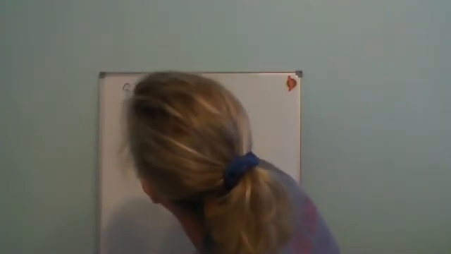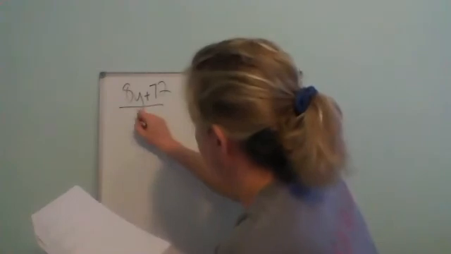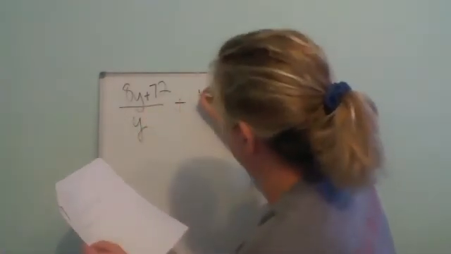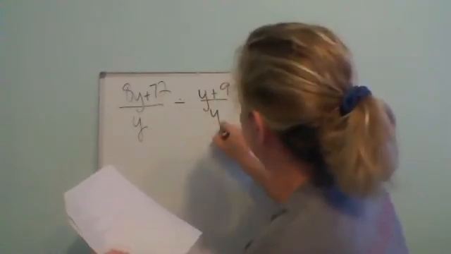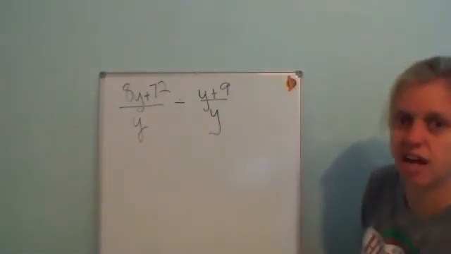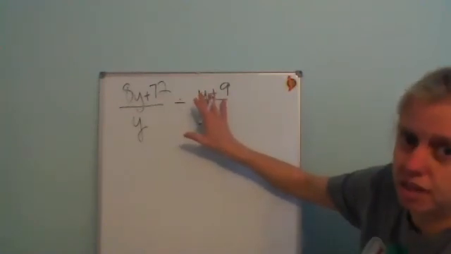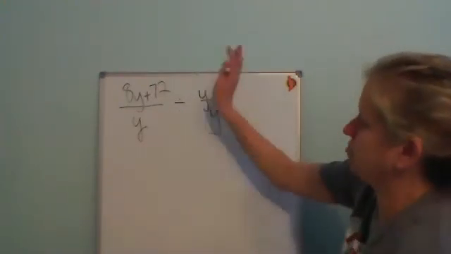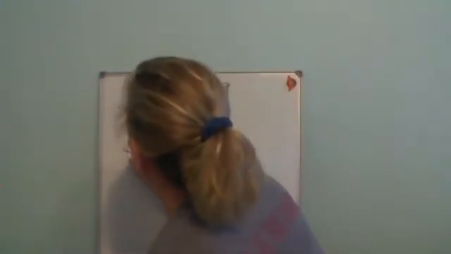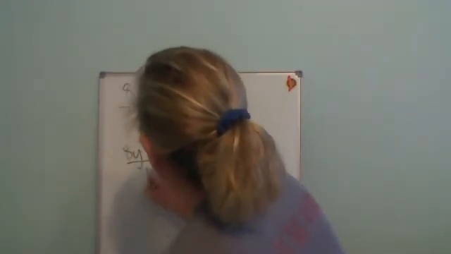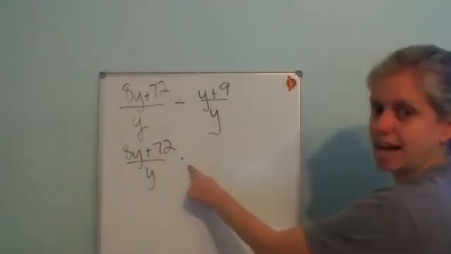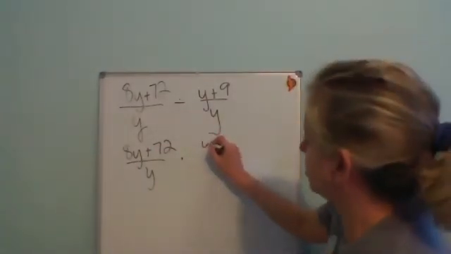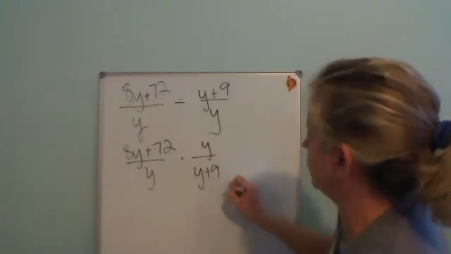So on number 11, I've got 8y plus 72 over y divided by y plus 9 over y. So first things first, I'm going to rewrite the problem. While I'm rewriting it, anywhere I'm going to factor, I'm going to go ahead and factor. Actually, I'll rewrite the whole thing first. So 8y plus 72 over y. Change this to times. Flip your other fraction. So y over y plus 9.